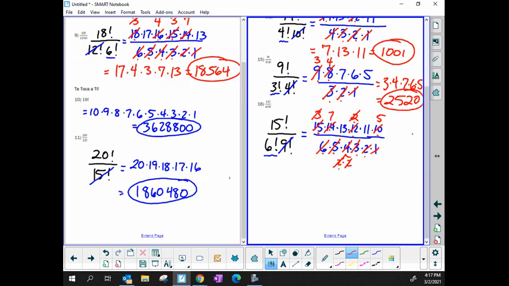So what am I left with? Well, on top I have a 7, I have a 13, and I have an 11. 7 times 13 times 11 comes out to be 1001.